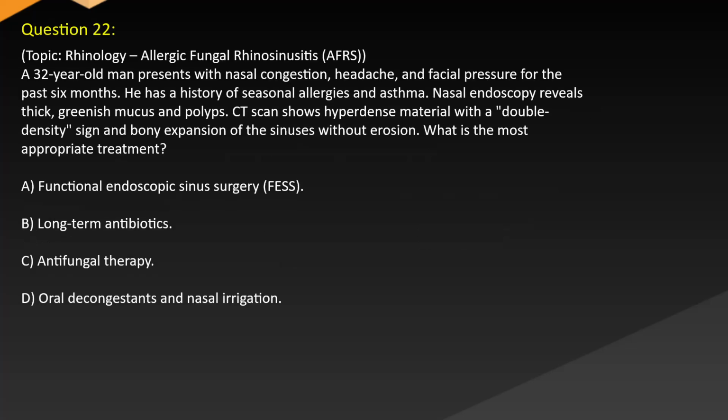Question 22. Topic: Rhinology. Allergic fungal rhinosinusitis, AFRS. A 32-year-old man presents with nasal congestion, headache, and facial pressure for the past 6 months. He has a history of seasonal allergies and asthma. Nasal endoscopy reveals thick, greenish mucus and polyps. CT scan shows hyperdense material with double density sign and bony expansion of the sinuses without erosion. What is the most appropriate treatment?